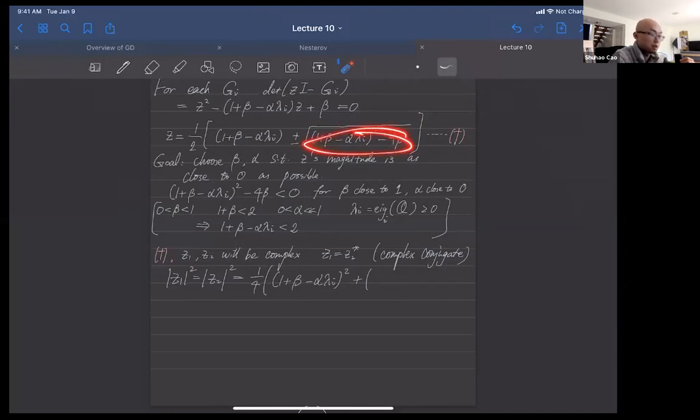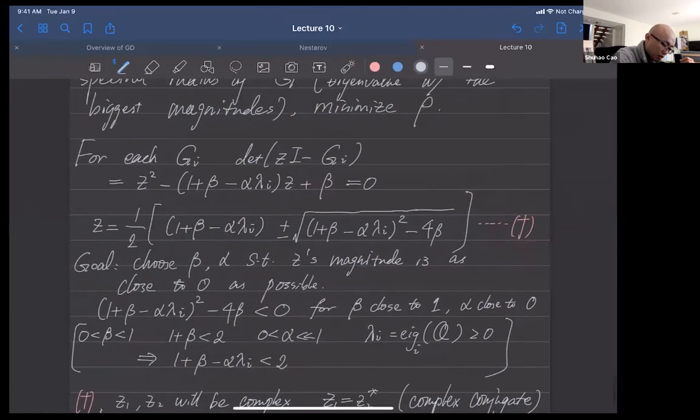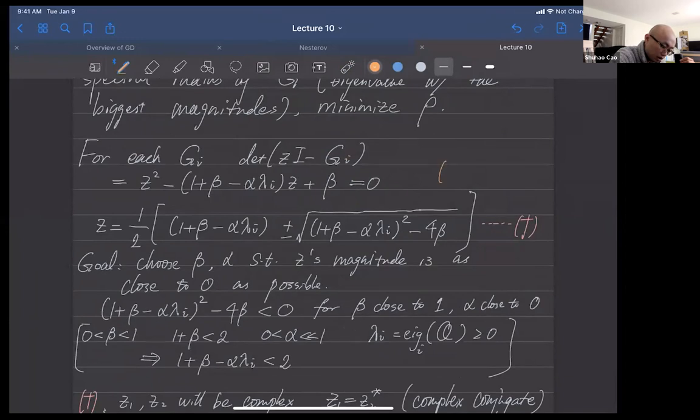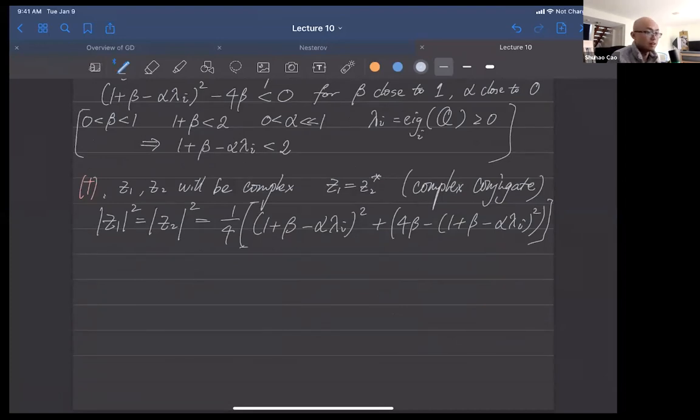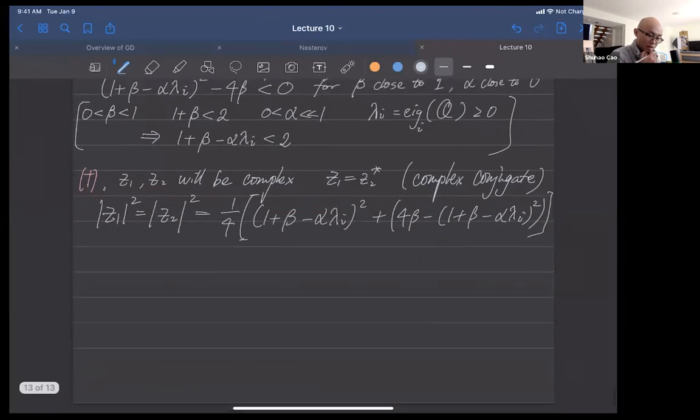So this is a negative number, like u plus or minus minus v, and we rewrite it as u plus or minus i square root of v. Then we take the square, and we get 4 beta subtract (1 plus beta subtract alpha lambda i) square. So eventually, we convert a huge minimization problem to a minimization problem for the magnitude of a quadratic equation's roots.